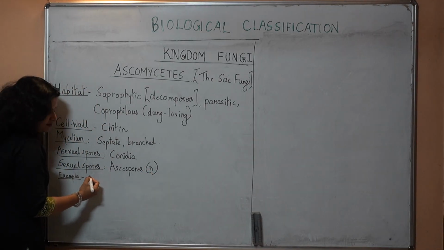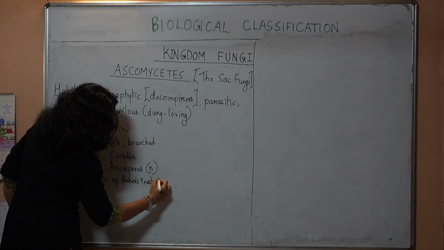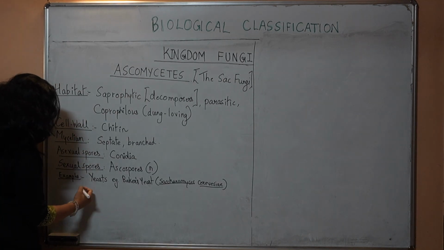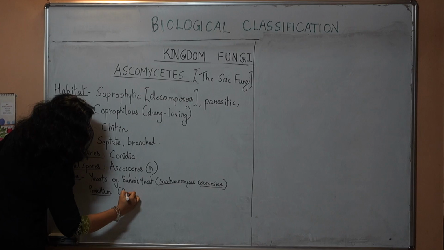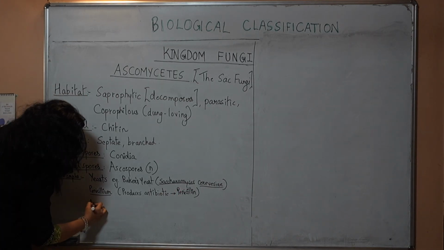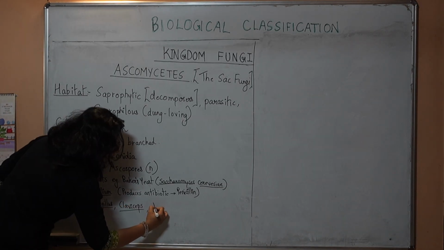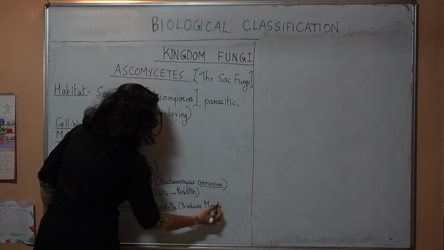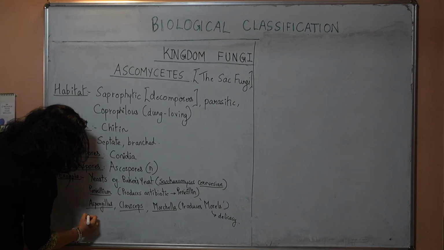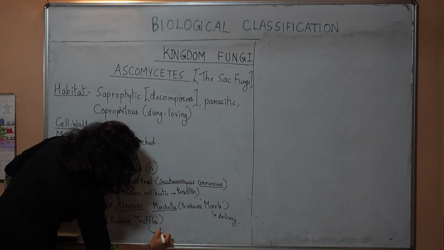Examples. Tell me one by one the different yeasts. Example, baker's yeast, species name of which is Saccharomyces cerevisiae, belongs to this class. Then Penicillium, which produces the antibiotic penicillin. Next one, Aspergillus. Then there is one called Claviceps. There is one called Morchella. Morchella produces morels, which is a fruiting body. It's a delicacy. Then there is one called Tuber, which produces truffles, which are also known to be a delicacy.